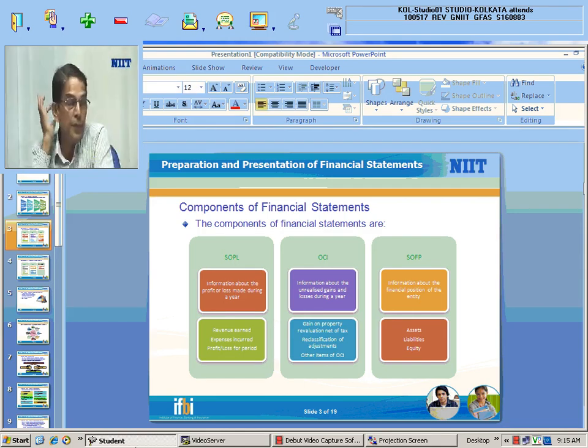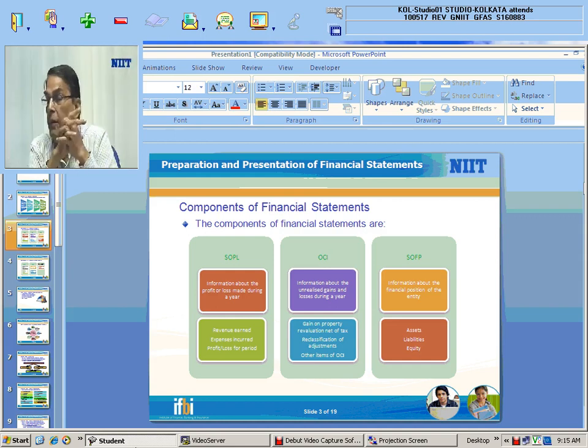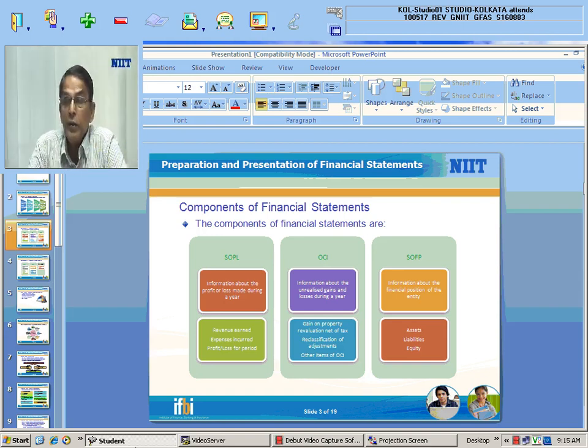The second component of financial statements is OCI, other comprehensive income. This component provides information about the unrealized gains and losses during a year. Losses or gains which have not yet been realized during the reporting period are reflected in the other comprehensive income. So, what kind of gains could they be? It could be gain on property revaluation, reclassification adjustments, or other items of other comprehensive income.